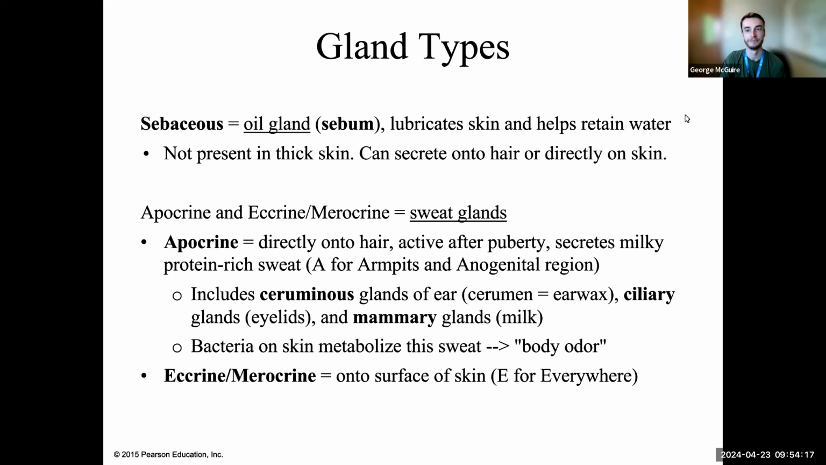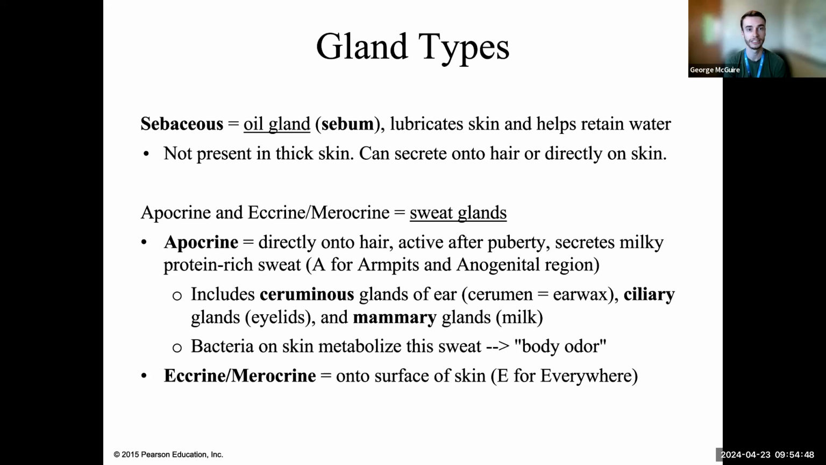Okay? And so our sebaceous glands are all over our body. Anywhere where you have hair, you are likely to have a sebaceous gland, which is going to secrete the sebum directly onto that hair. And that provides lubrication for the skin and helps with our waterproofing and maintenance of that water. It not only secretes directly onto most, if not all, of our hair cells, but you also have sebaceous glands that are secreting directly onto your skin.